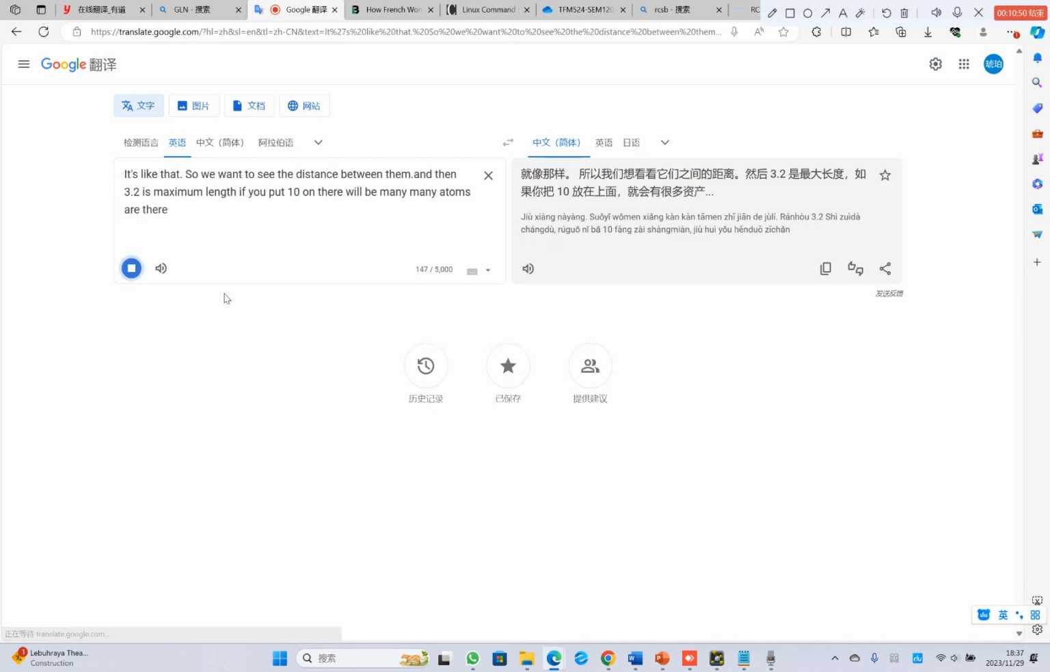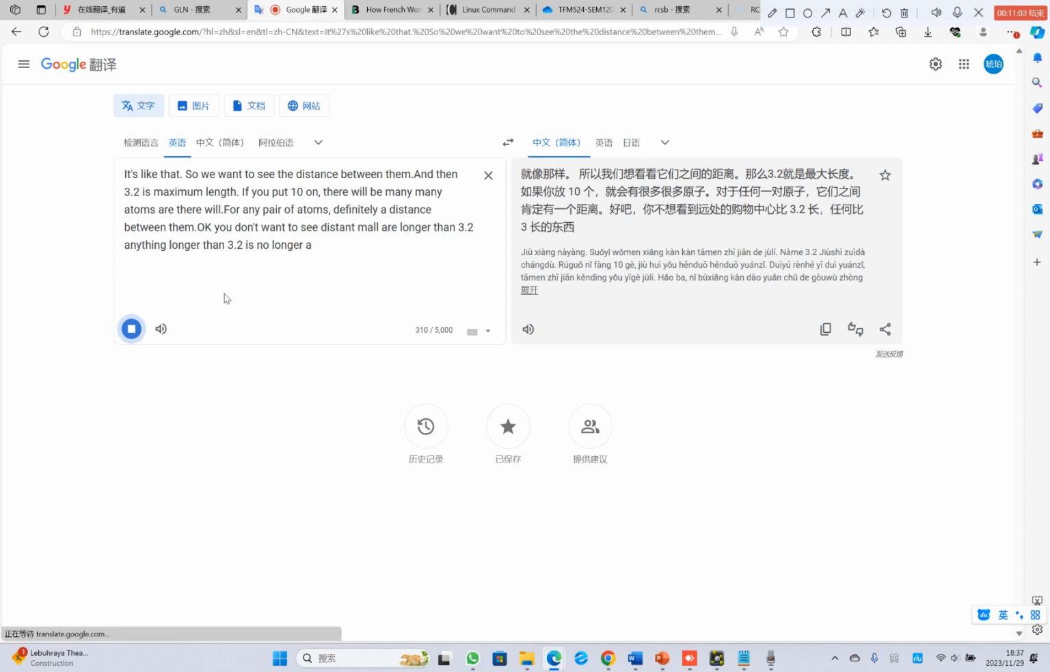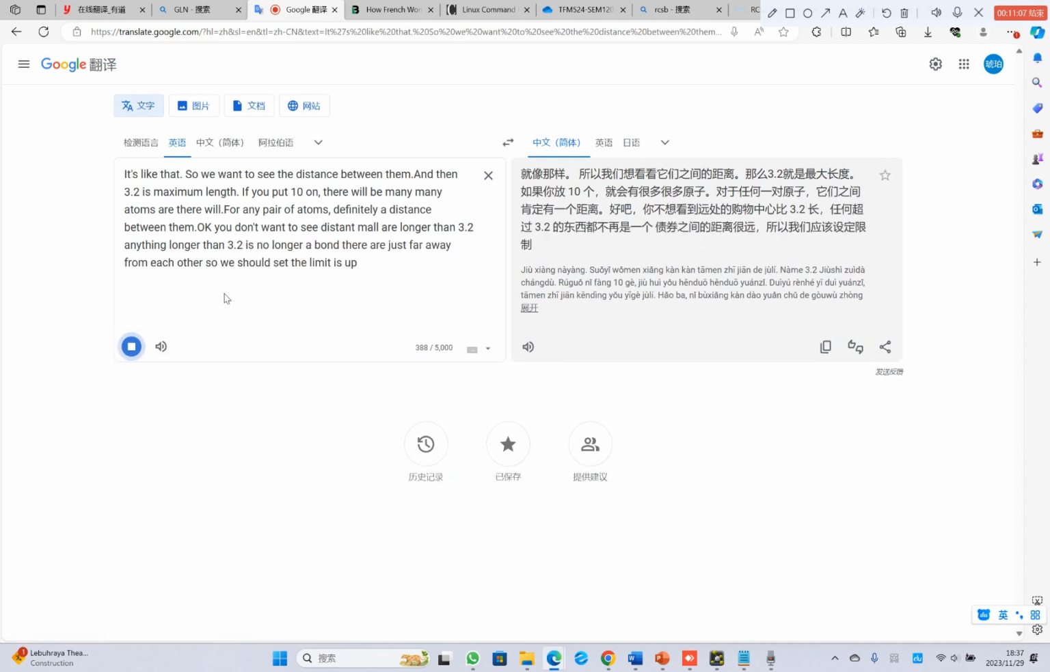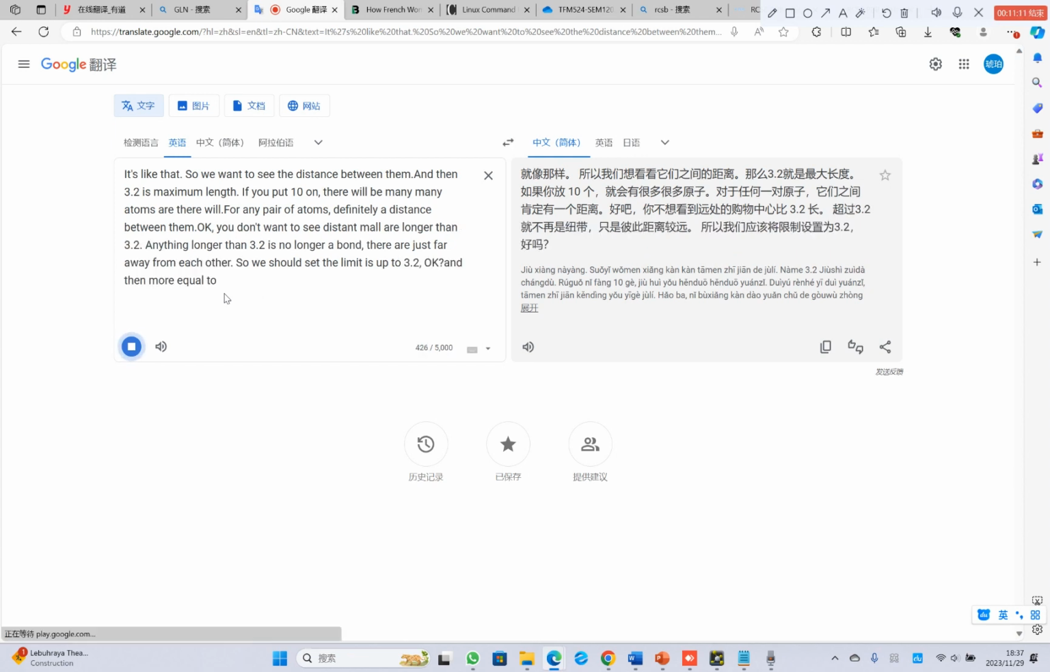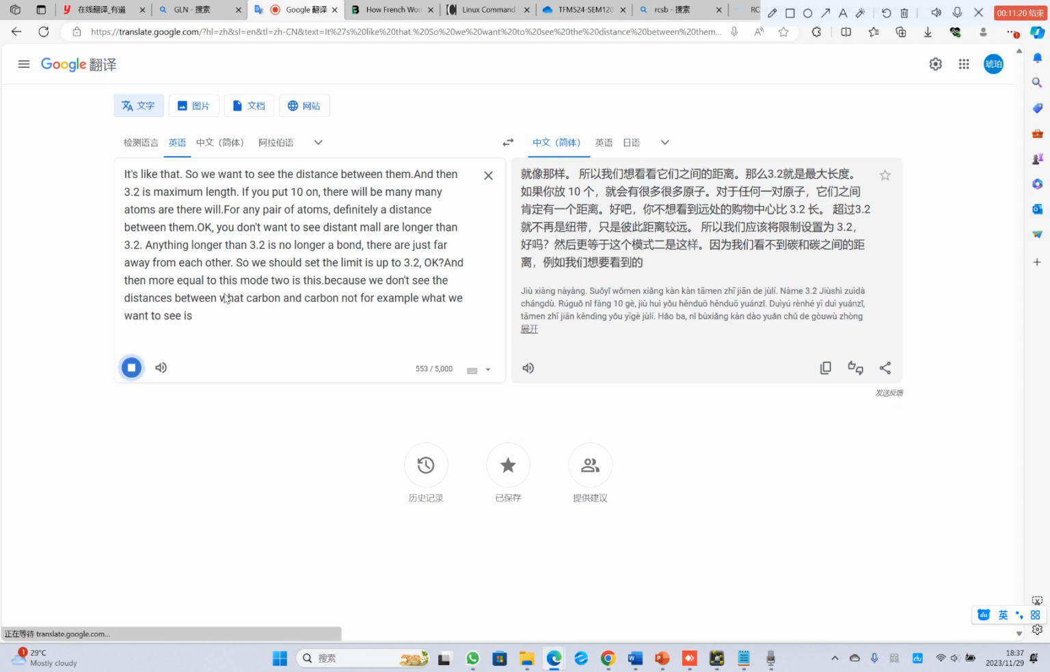For any pair of atoms, definitely there will be a distance there. Okay? We don't want to see distances longer than 3.2. Anything longer than 3.2 is no longer a bond. They are just far away from each other. So we set the limit up to 3.2. Okay? And then mode equal to 2, this is just because we don't want to see all the distances. What we want to see is the hydrogen bond.